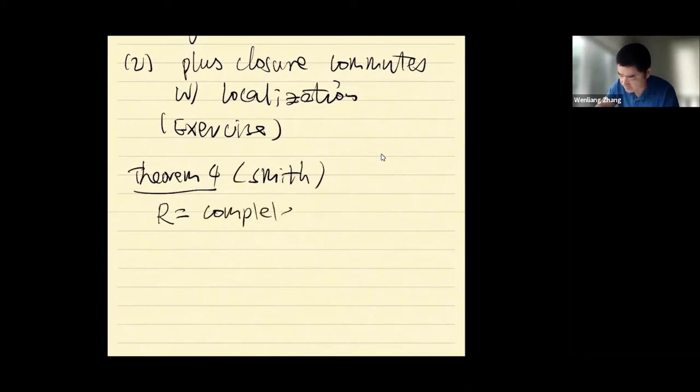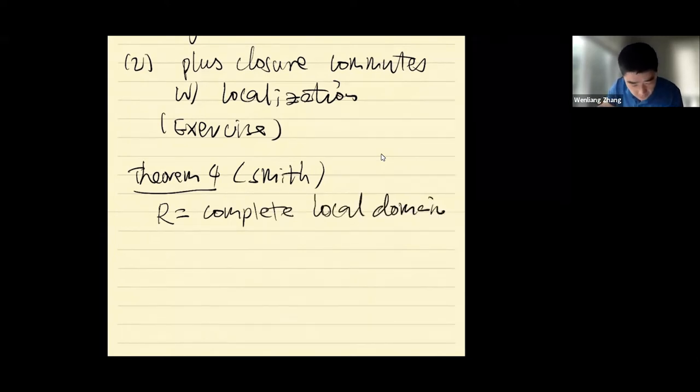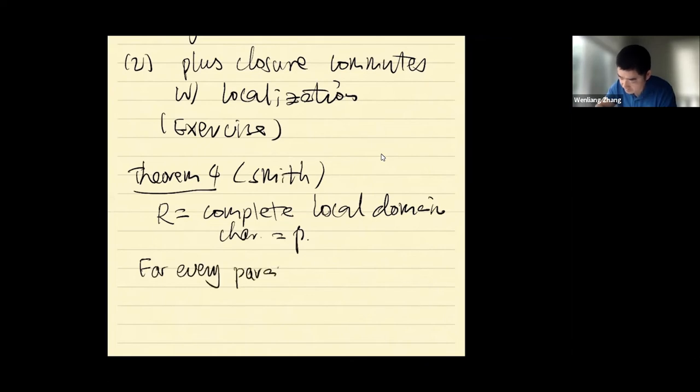Like I said, I'm going to assume this is a complete local domain. But if you look at the original statement, it only requires your ring to be a locally excellent domain. Nevertheless, the characteristic is p. Then for every parameter ideal I, the plus closure agrees with tight closure. Now, because plus closure commutes with localization, this shows for all parameter ideals, tight closure also commutes with localization.